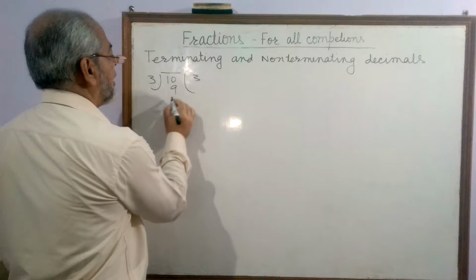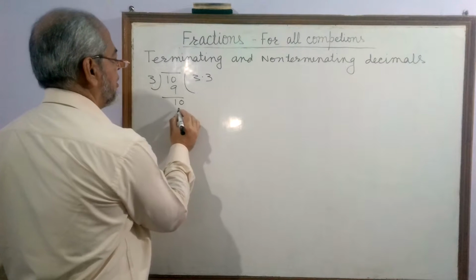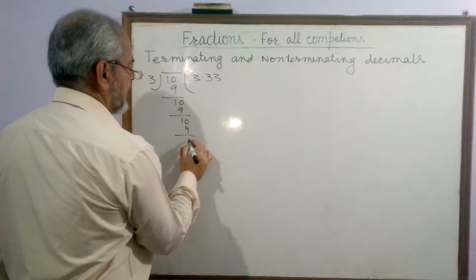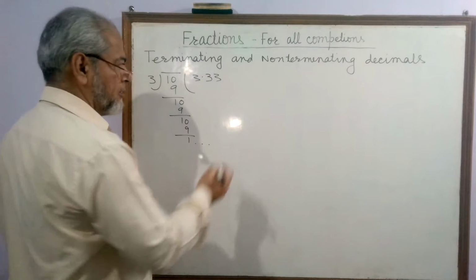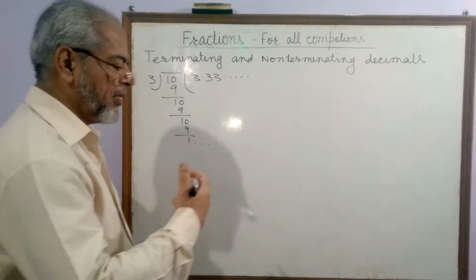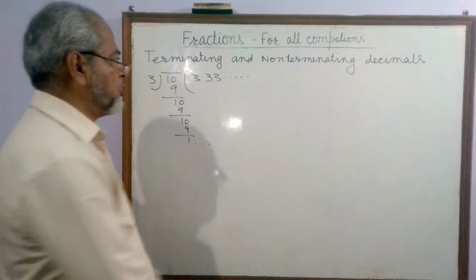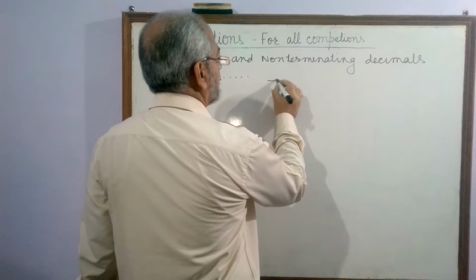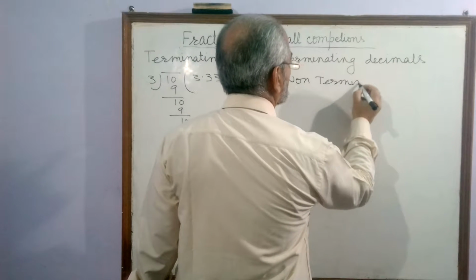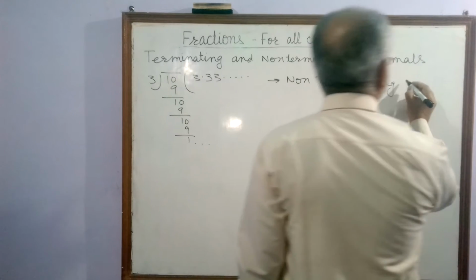3 3s are 9. Why? 0.0. 3 3s are 9. Again 3 3s are 9, and so on. It goes like that. That means 3.33333 up to infinity. It doesn't terminate. So this is called non-terminating decimals.